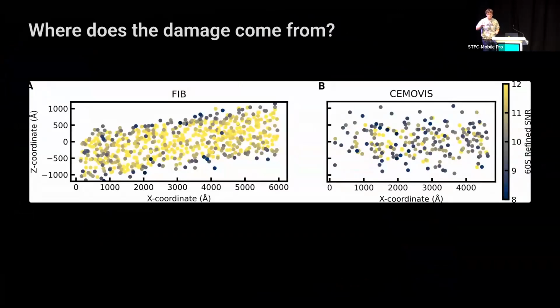The one thing we wanted to figure out is, since we thought there's damage, where's that coming from? Is it also on the top and the bottom of the surface? So on the left, I basically recreated Bronwyn's data using our template to make everything comparable. And you very nicely see the lower SNRs at the top and the bottom of the FIB-mill sample. But if we look at the side view from the CEMOVIS sample, there's, I think, no such pattern. It just seems to be randomly good and bad SNRs. So whatever the damage mechanism is, it probably somehow penetrates the sample.